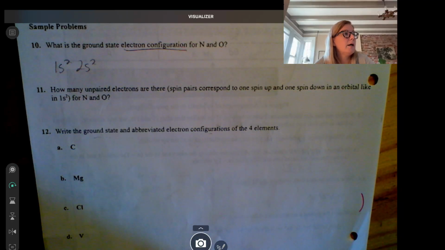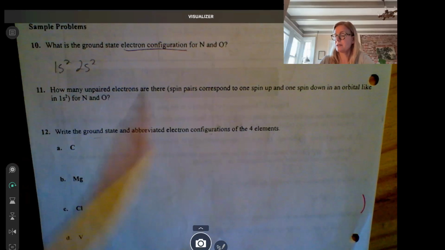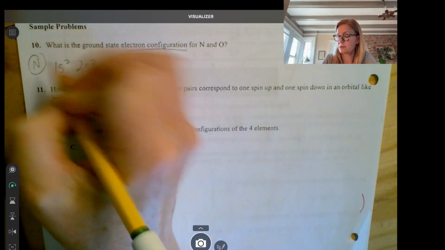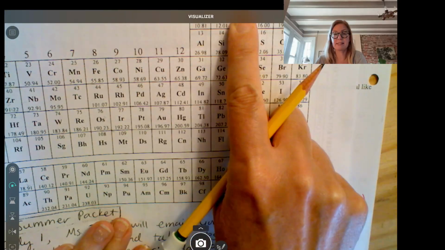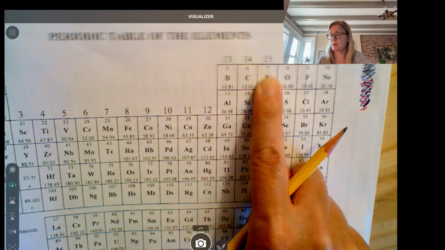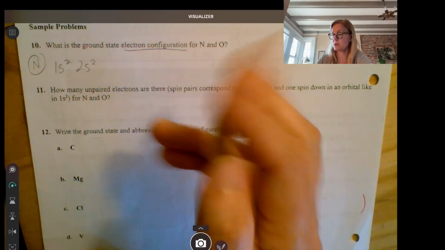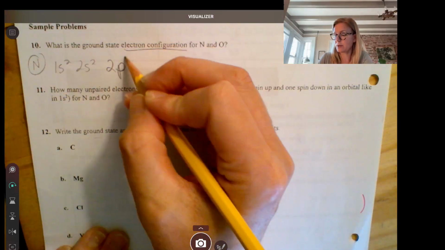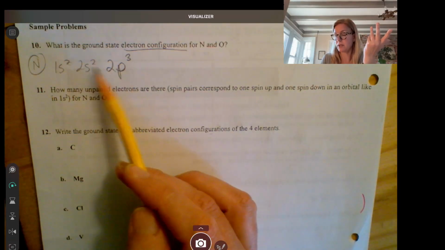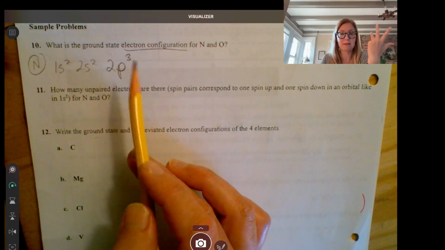Okay, so let's start with nitrogen. Nitrogen, 1s2, 2s2. Nitrogen has 7 electrons, so I need to get up to 7. So 1s2, 2s2, 2p3, and then that's it. 1s2, 2s2, 2p3. That adds up to 7.